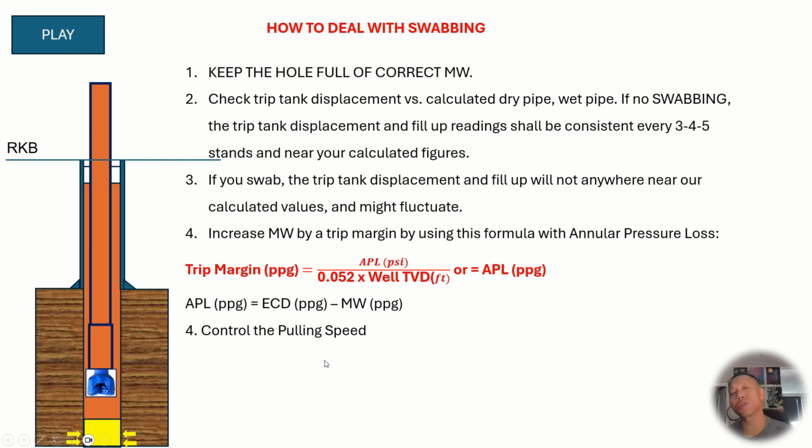So the technique that we usually deploy is we increase the mud weight prior to the trip out. We increase the mud weight by a margin. We call it a trip margin, a safety margin, to offset the swabbing effect, by using the annular pressure loss, APL. So what is APL? That's the difference between the ECD versus our static mud weight. So when you're drilling or when you are pumping, you have ECD. That figure is measured by the PWD tool. So you have your static mud weight, you deduct those two figures, you get your APL in ppg. And the next thing you can do is control your pulling speed.